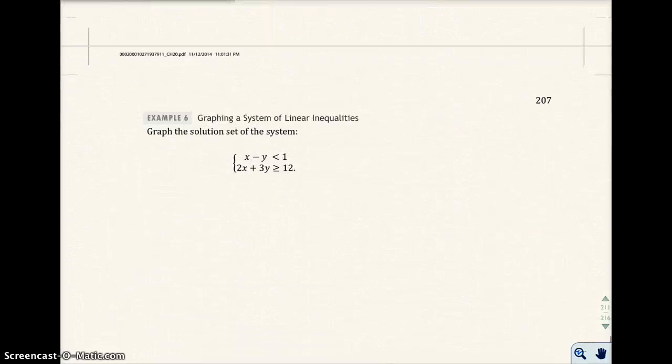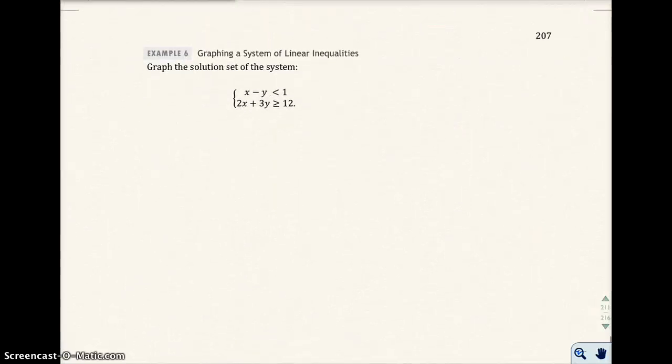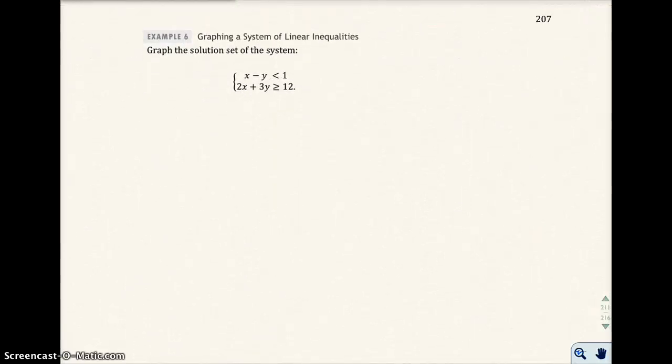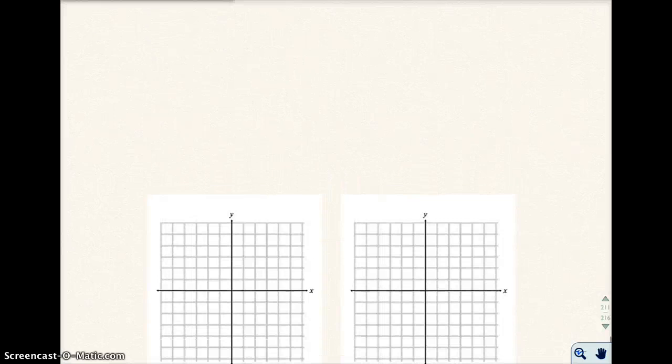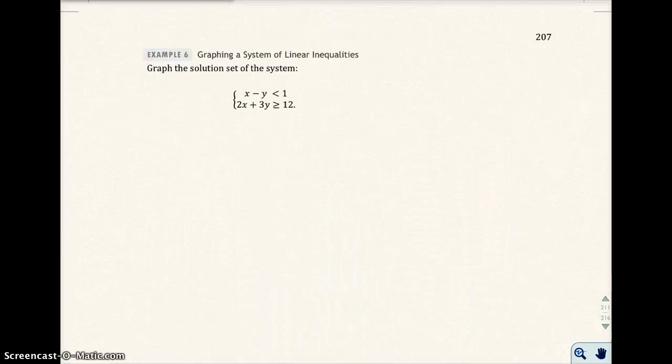Okay, so what happens when I try to graph a system of linear inequalities? Now I have more than one inequality. In this example, we're going to look at each one individually, and I have it graphed down here. So here I'm going to graph x minus y is less than 1.